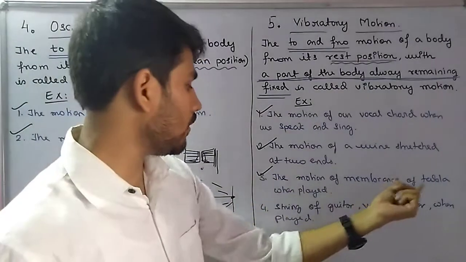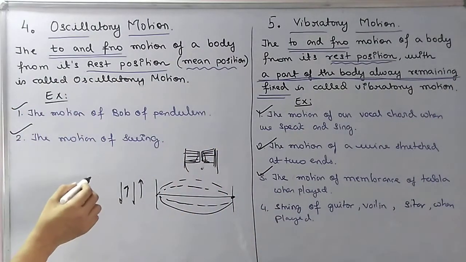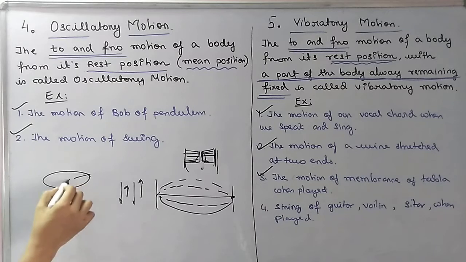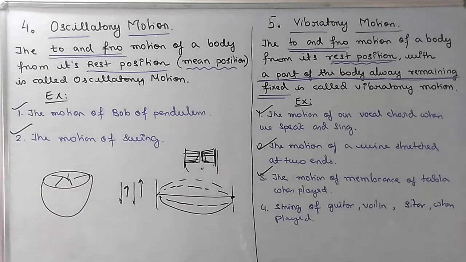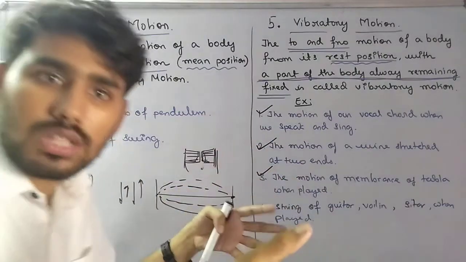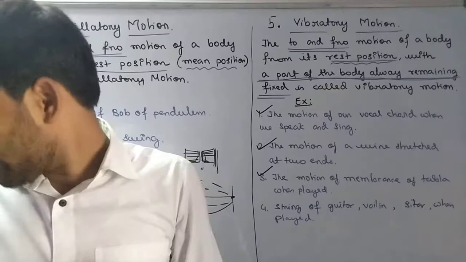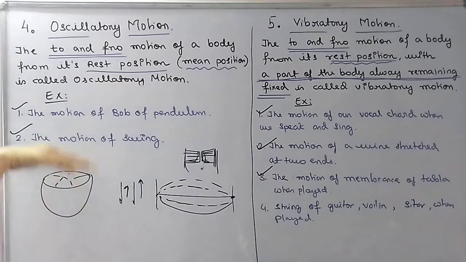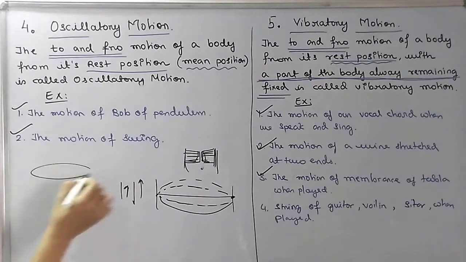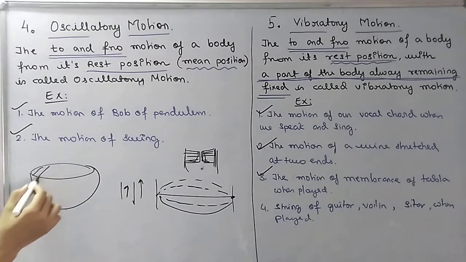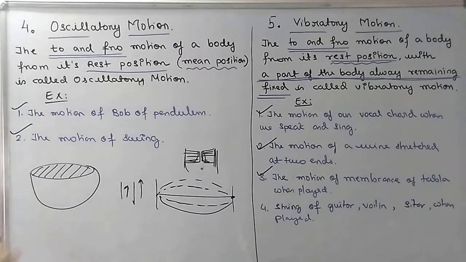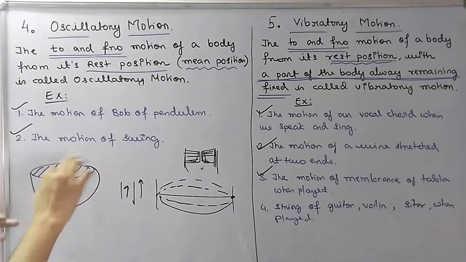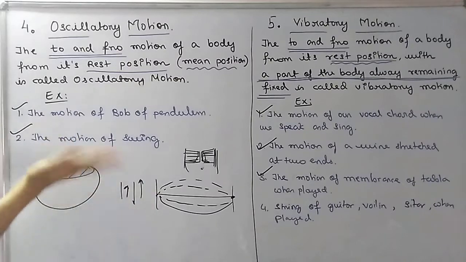The motion of the membrane of a tabla when played. It is the same for the tabla also. If this is the tabla, when I strike on this, then the membrane will start fluctuating like this. See, the ends of the membrane are fixed to the tabla. Suppose this portion is your membrane. If I start striking tap tap tap, then the surface of this will start vibrating like this.